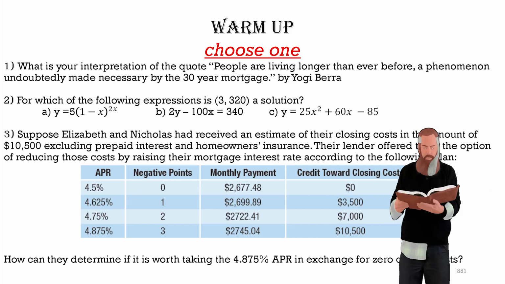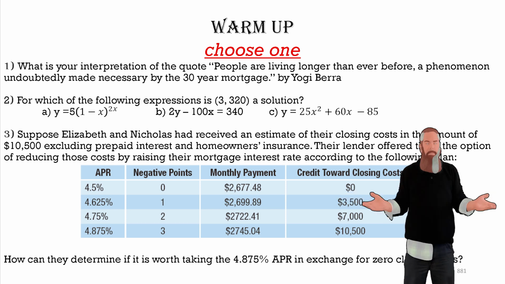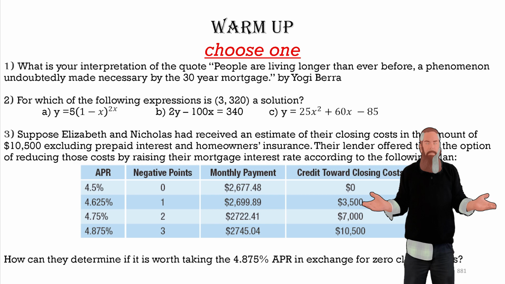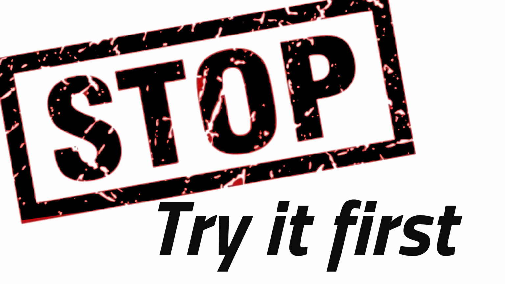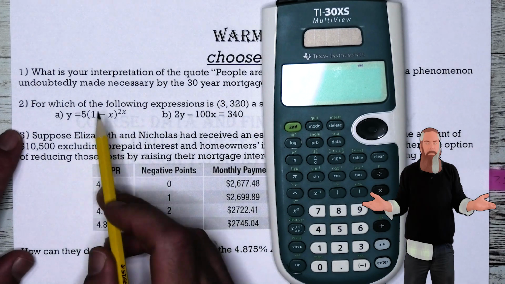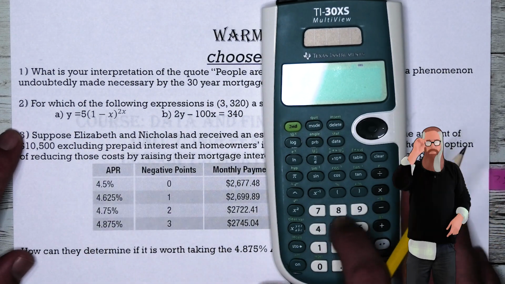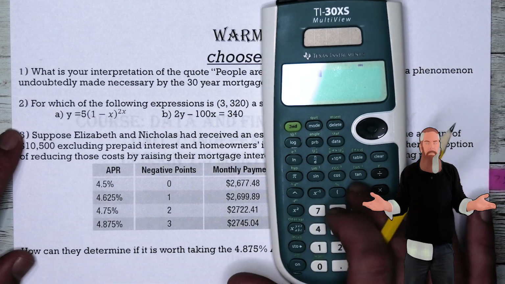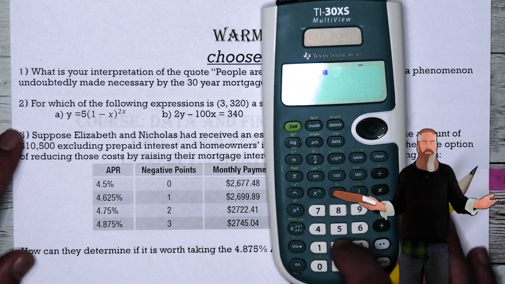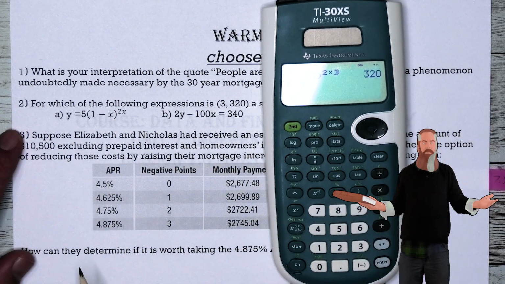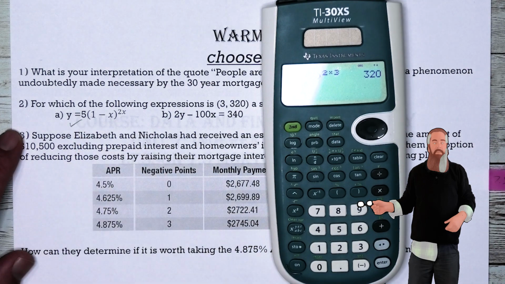Before we get into it, let's make sure we're ready for this lesson by looking at warm-up number 2. For which of the following expressions is (3, 120) a solution? So we want to know when x is 3, does y equal 120? Looking at this first one, we can say 5 times (1 minus 3), close the parenthesis, go to the exponent, hit 2 times 3, and enter. We get 320, so yes, A is an answer.